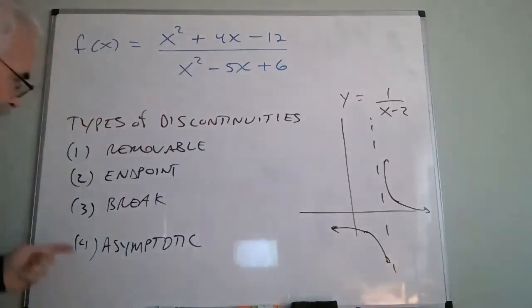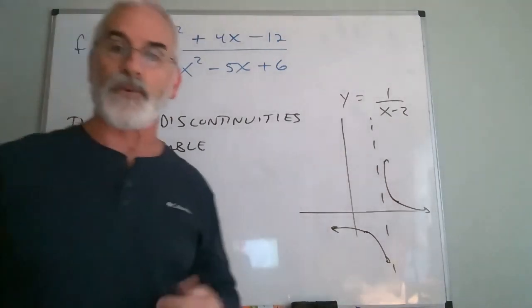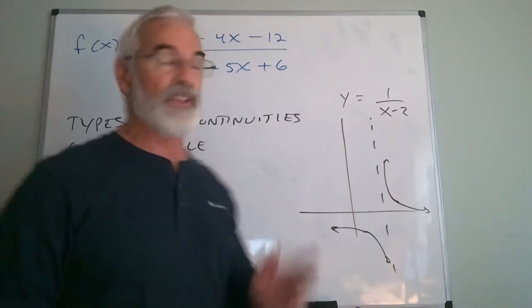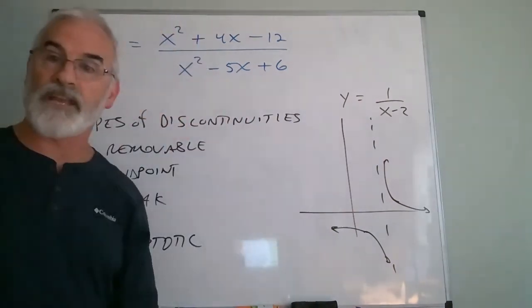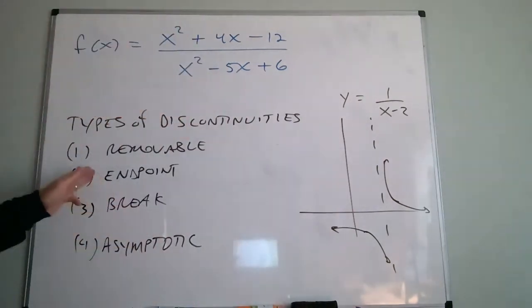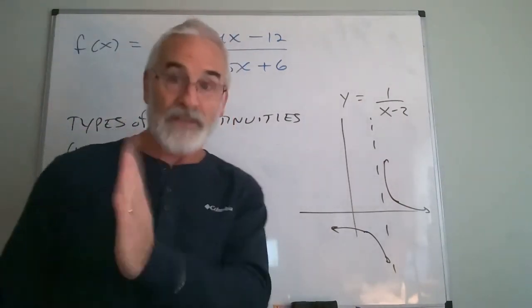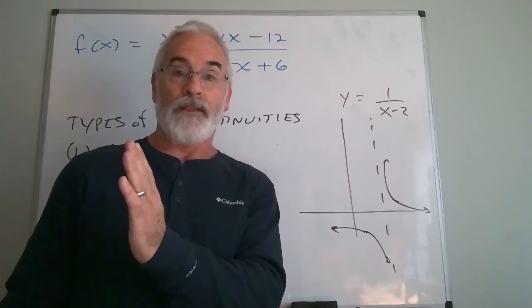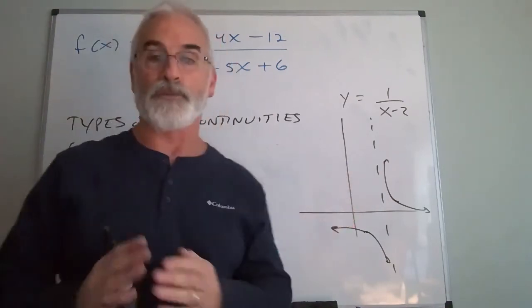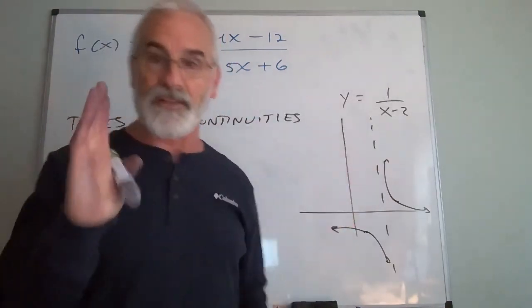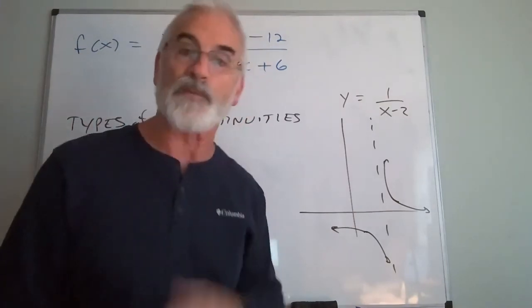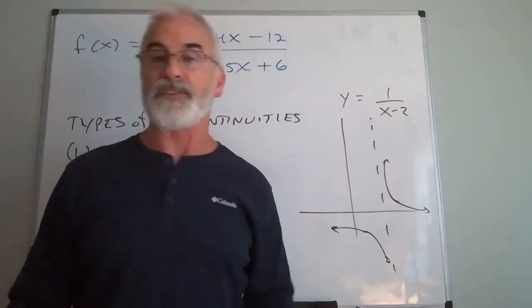Now, the break is probably going to be the most obscure, because the only way you're really going to get a break is if you have a piecewise function. This is not a piecewise function. Secondly, the endpoint is not as common because the endpoint means your domain must have an endpoint. So like the square root function, my domain is 0 to infinity, including 0, but then 0 would be the endpoint of the function. So I would have a discontinuity there.